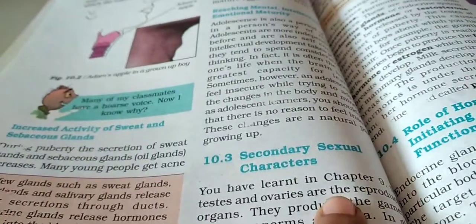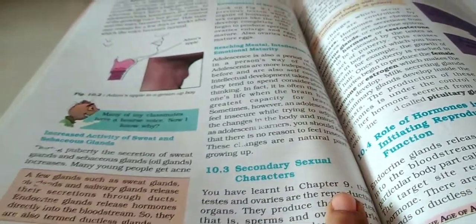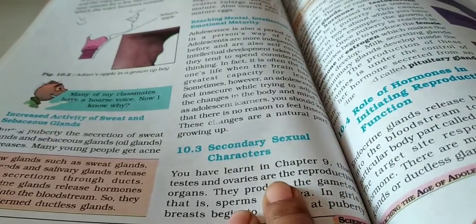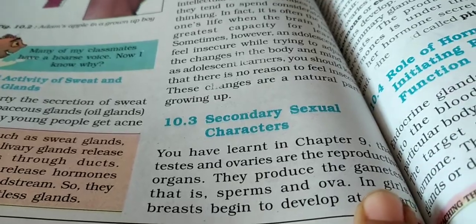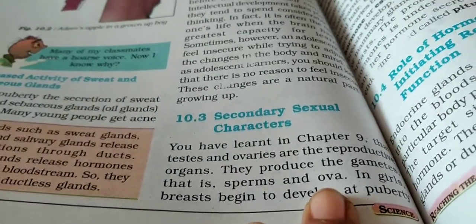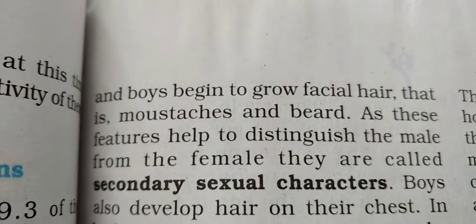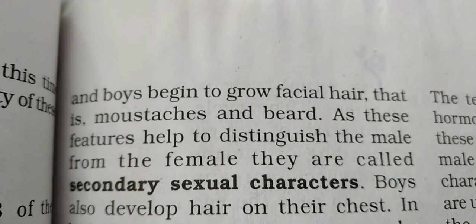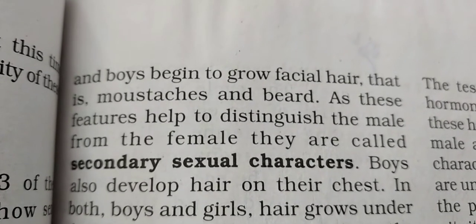Children, today we are going to talk about secondary sexual characters. We have learned in chapter 9 that testes and ovaries are the reproductive organs. They produce the gametes, that is sperms and ova. In girls, breasts begin to develop and boys begin to grow facial hair, that is mustaches and beard. As these features help to distinguish the male from the female, they are called secondary sexual characters.